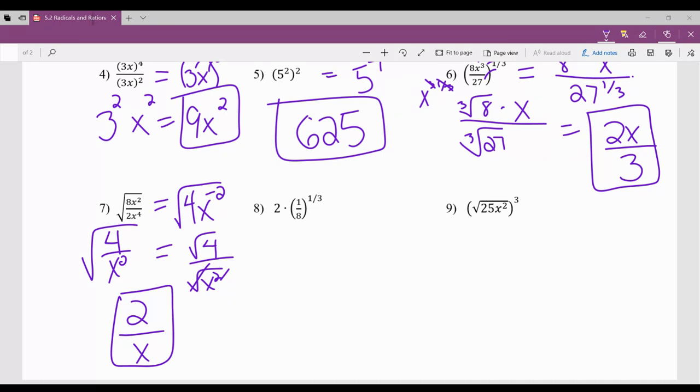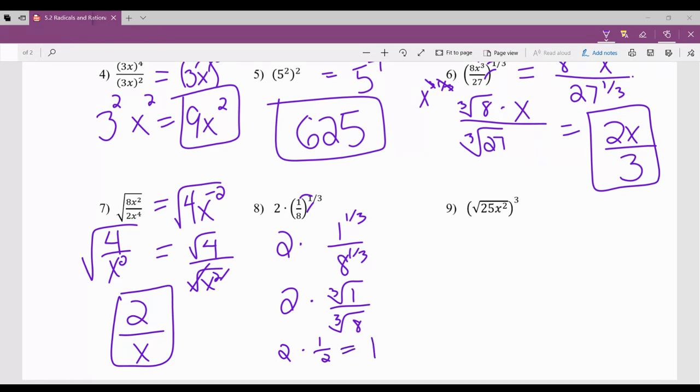All right, number 8. I've got a fraction being raised to the 1/3, so I'm going to distribute the 1/3 into both the numerator and the denominator. So I've got 2 times 1 to the 1/3 over 8 to the 1/3. So I've got 2 times power over root, the cube root of 1 over the cube root of 8. So this is going to be 2 times the cube root of 1 is 1 over the cube root of 8 is 2. 2 times 1/2 equals 1.